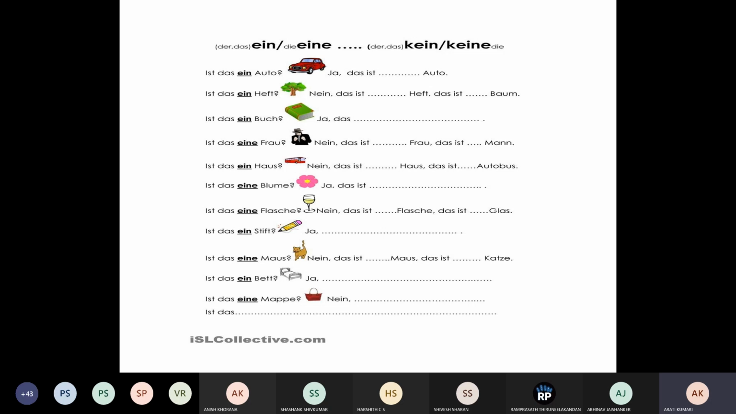Und welche Farbe hat das Buch? Das Buch ist auch grün, no? The book is also green. Das Buch ist auch grün. Okay? So, just a little reminder of what we have done before. Let's move to the next one.